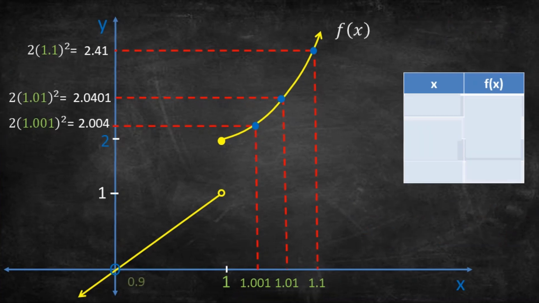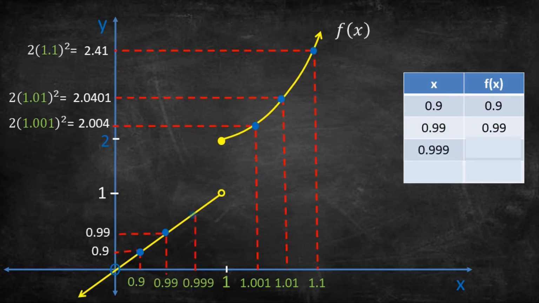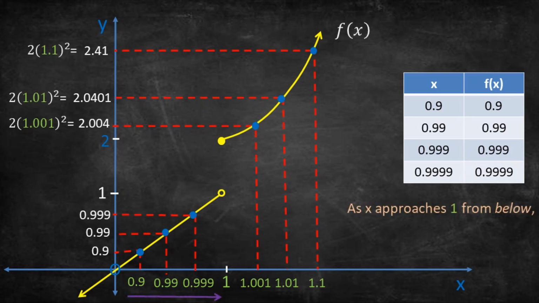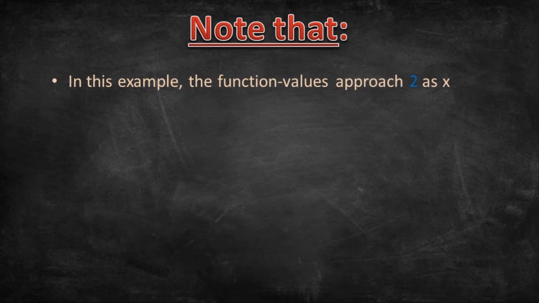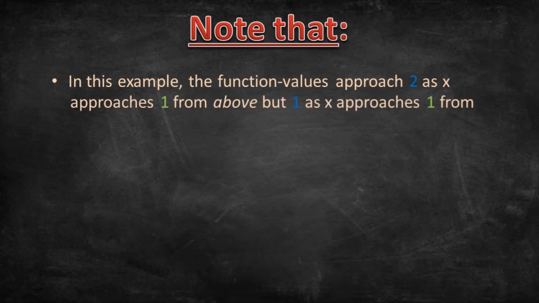We now approach 1 from below on the x-axis. We plug in values closer and closer to 1 but below 1. In this case, we are plugging our x values into the straight line graph's equation. We see that as x gets closer and closer to 1 from below 1, f of x gets closer and closer to 1. Note that in this example, the function values approach 2 as x approaches 1 from above, but 1 as x approaches 1 from below.